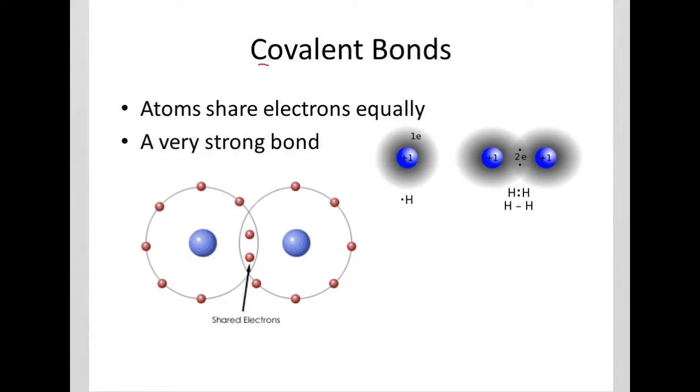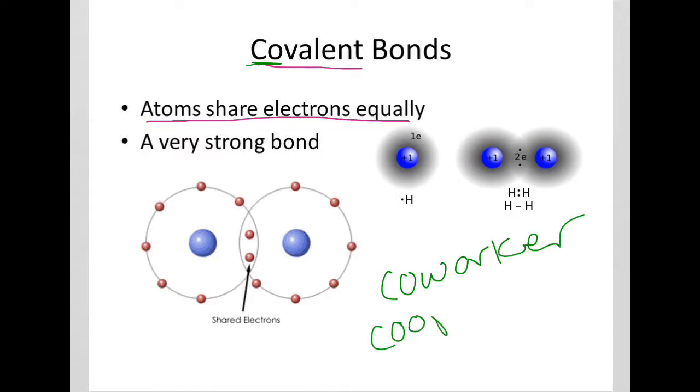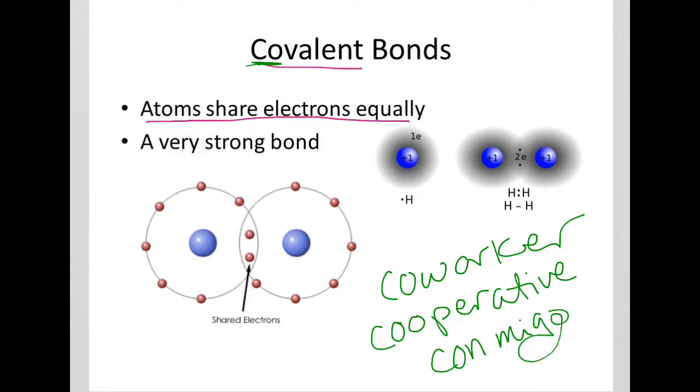This video is going to talk really briefly about some of the types of bonding we're going to see in biology. Covalent bonds are where atoms come together and they share electrons equally. And you might notice that the prefix co of covalent means with, together, think coworker or cooperative, or if you study Spanish, conmigo. All right. And covalent bonds are pretty strong bonds.